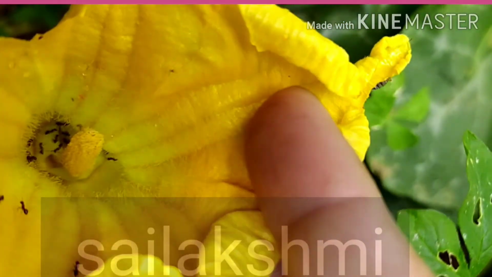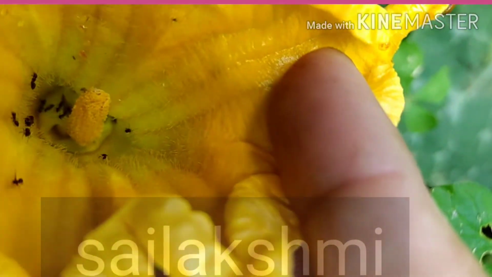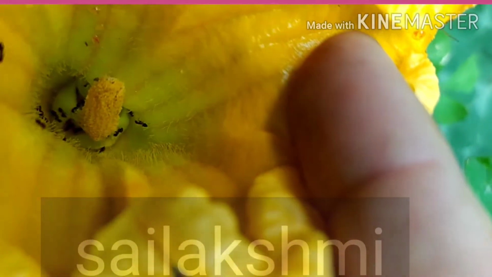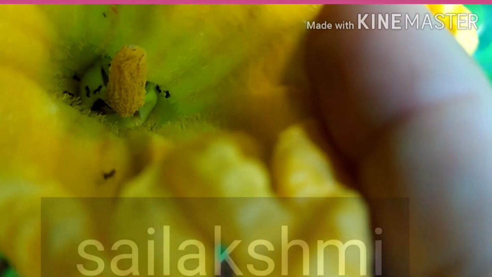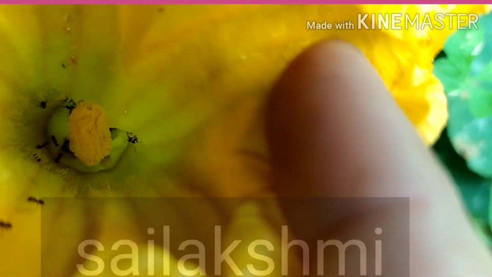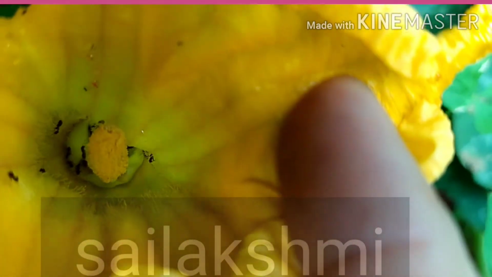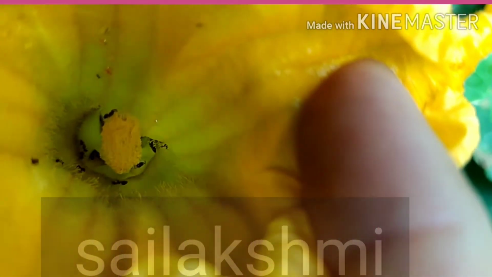So here all the other parts are present except the gynoecium. So you can see the ants moving. They have collected pollen grains. Here in pumpkin, these small insects are helping in pollination. So in pumpkin, it is self-pollination.